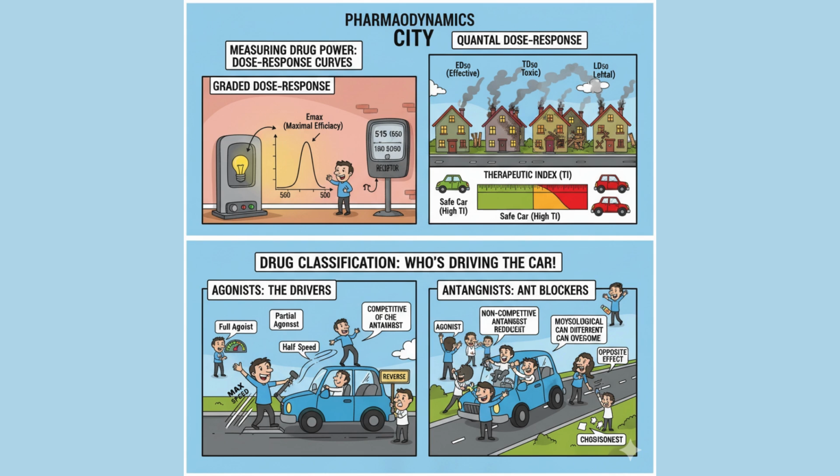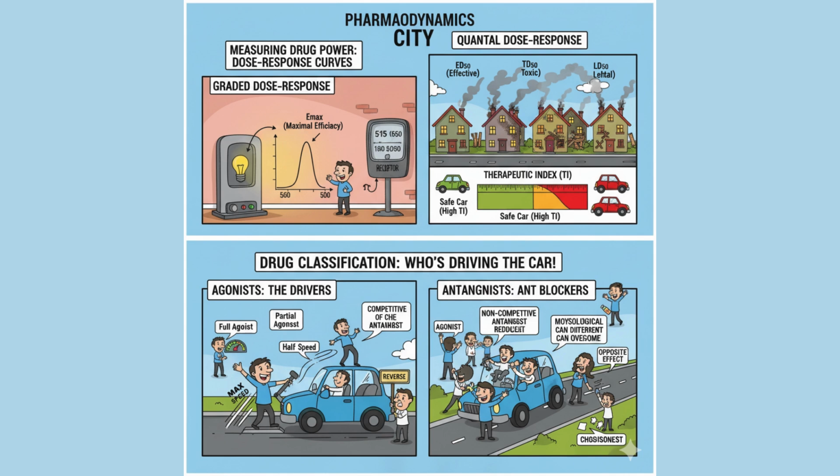This is how we explain graded dose response curves. And at some point, we could not see the rise in the intensity of light anymore, and it gets constant. So it's represented by a sigmoidal curve. And here we say two terms, Emax and EC50. Emax is the maximal efficacy and EC50 is the potency.